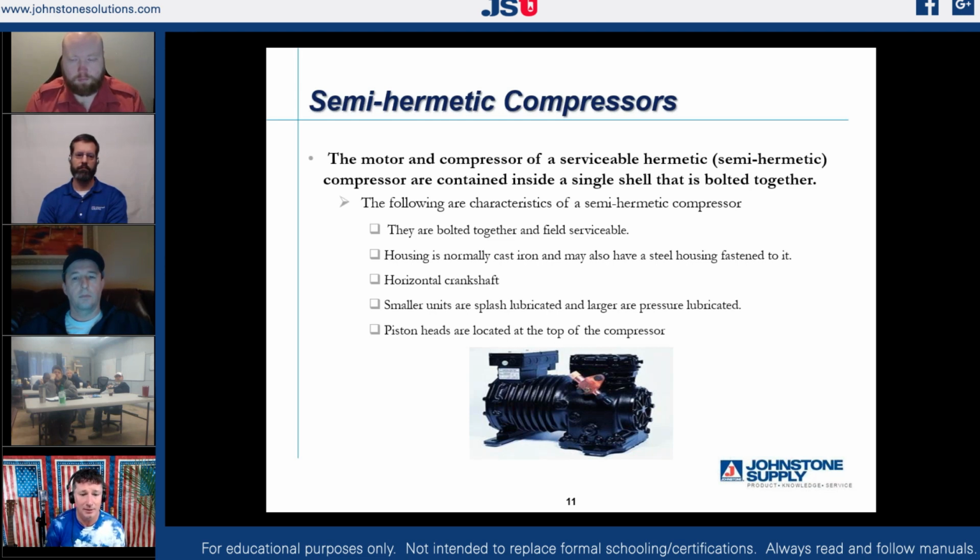And typically I would have a valve plate that was bad. And I'll show you what those look like. So these are very serviceable.